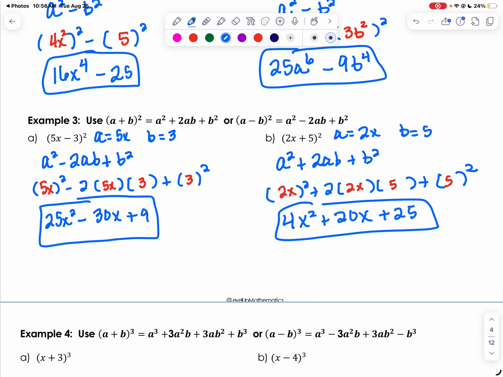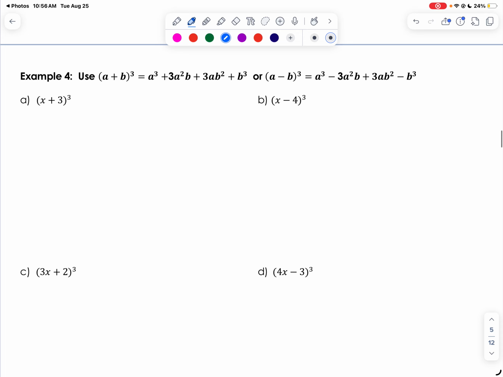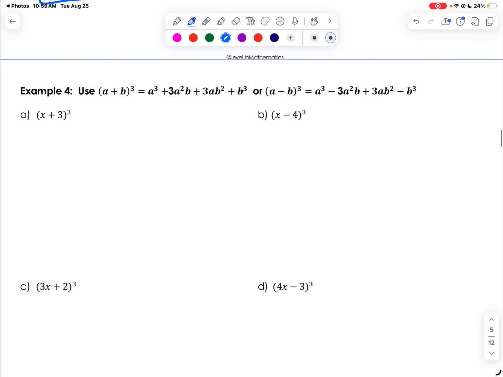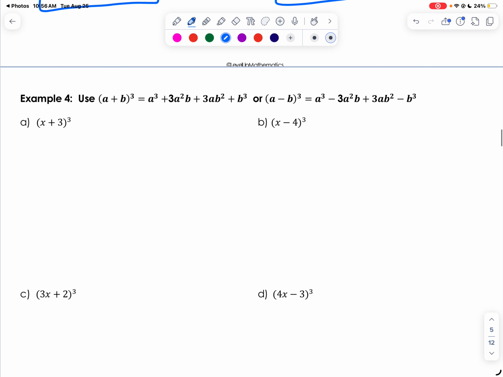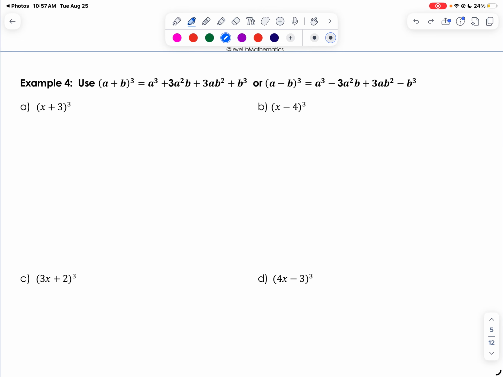All right. Now let's look at the cube of a binomial. So in example 4, it says use a plus b quantity cubed is equal to a cubed plus 3a squared b plus 3ab squared plus b cubed, or a minus b cubed equals a cubed minus 3a squared b plus 3ab squared minus b cubed.